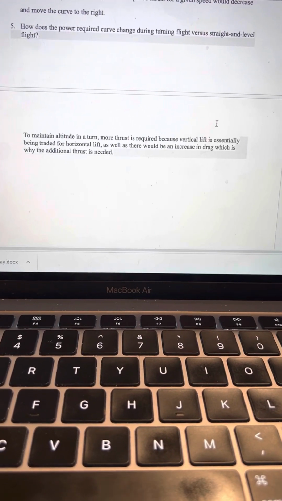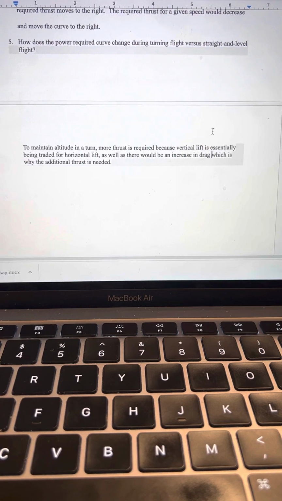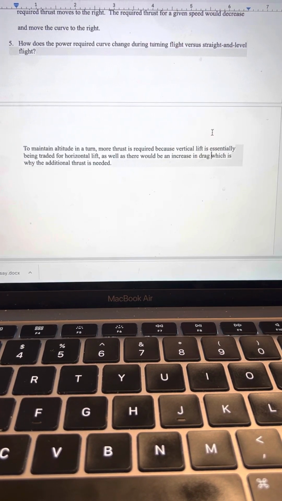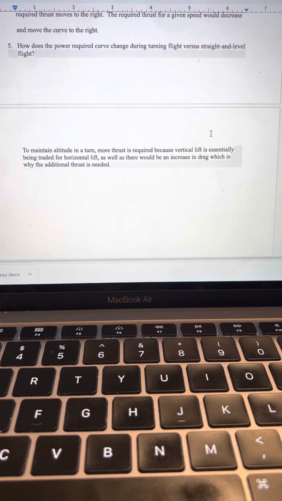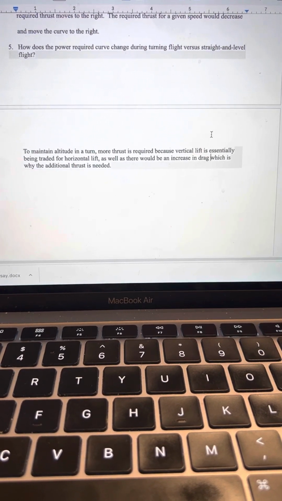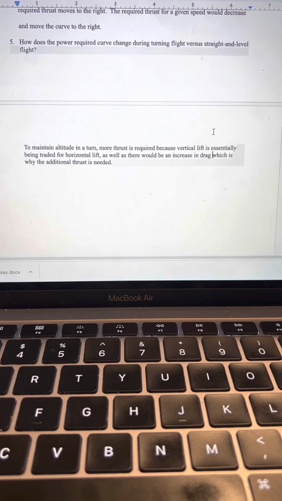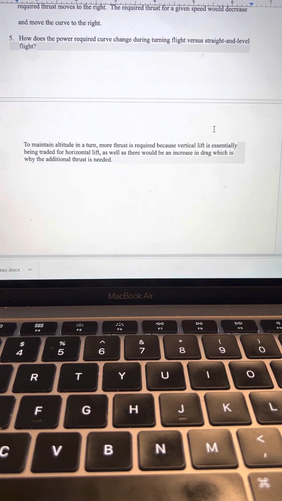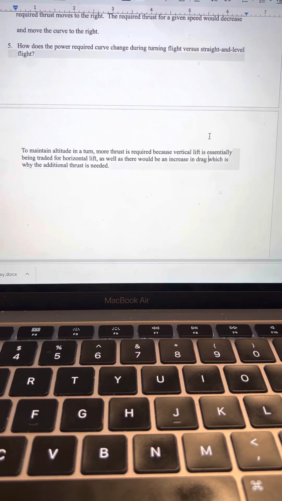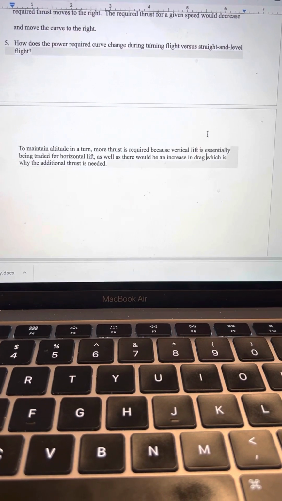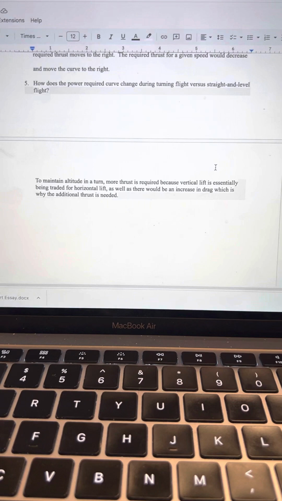And then number 5, how does the power required curve change during turning flight versus straight and level? To maintain altitude in a turn, because vertical lift is essentially being traded for horizontal lift, as well as there's an increase in drag, more thrust would be required to trade off for the loss of vertical lift to horizontal lift, as well as the increase in drag. Therefore more thrust is required. And that's it.